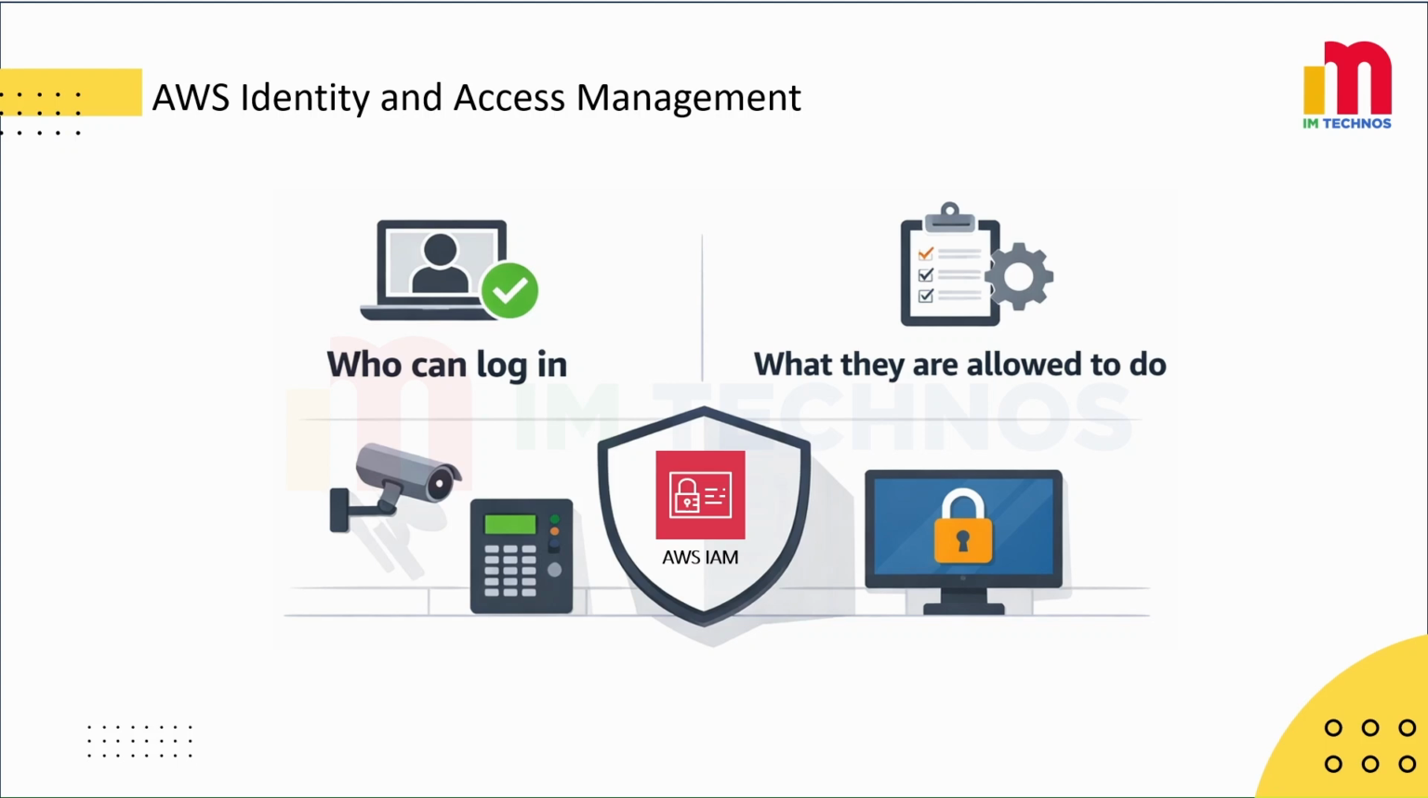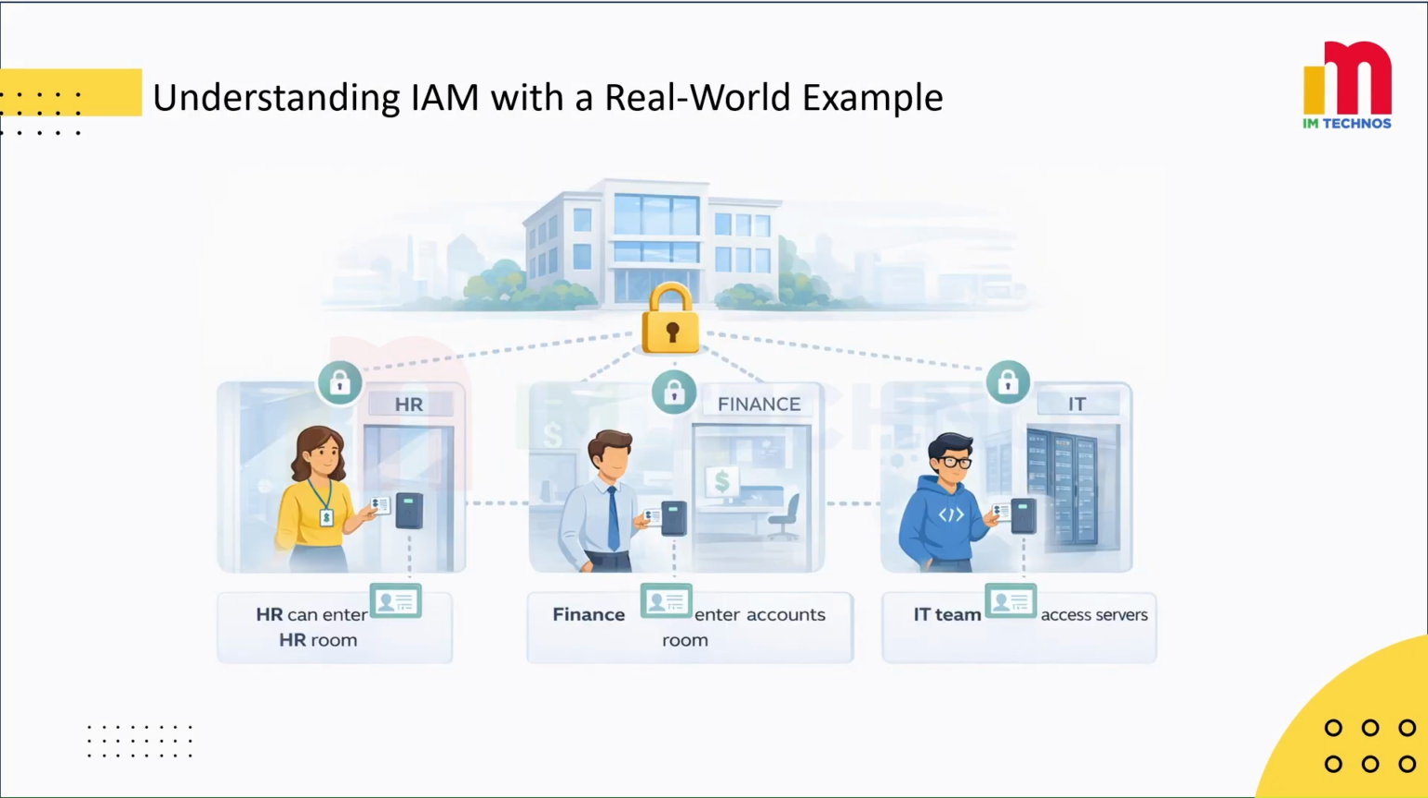Let me make this even easier with a real-world example. Think of a company office building. Every employee has an ID card, but the card only gives access to certain rooms. HR can access the HR room, the finance team can enter the accounts room, and the IT team can access servers. Not everyone can go everywhere. AWS IAM works exactly like that.